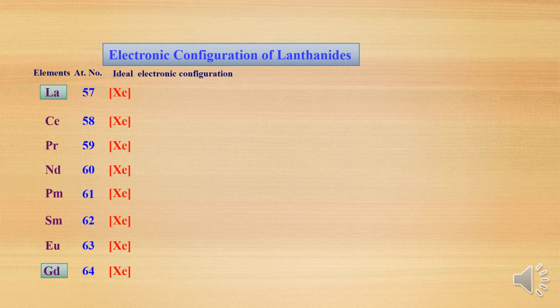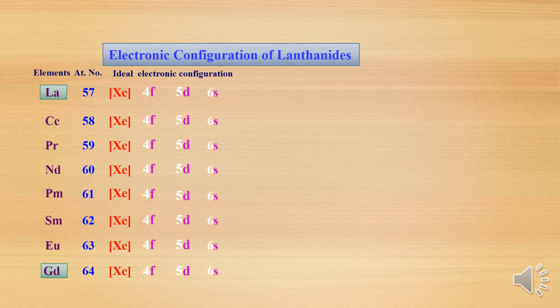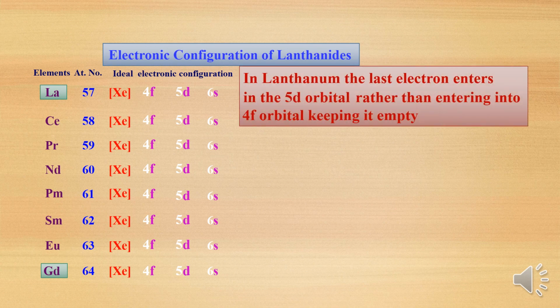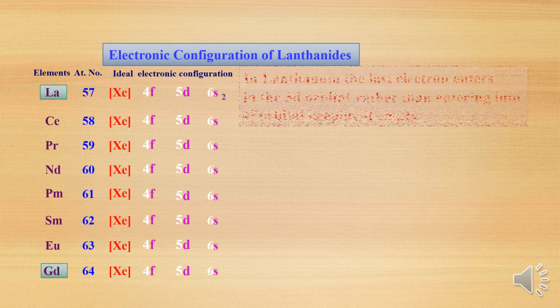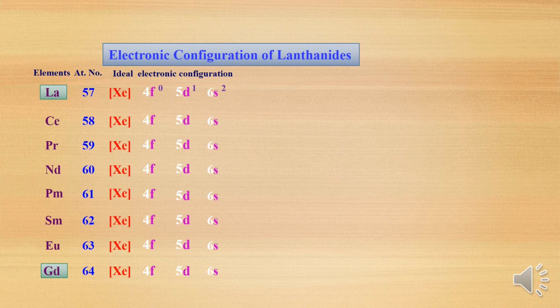Now xenon is the nearest noble gas, that is atomic number 54. Then 6s will be filled, then 5d, then 4f. So in lanthanum, the last electron enters the 5d orbital rather than entering the 4f orbital, keeping it empty, because lanthanum is called a d block element. It is a d block element because the last electron enters the d orbital.